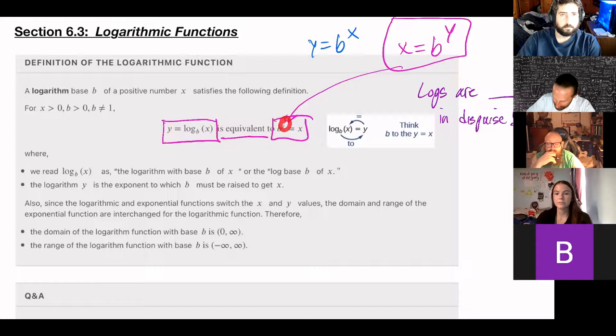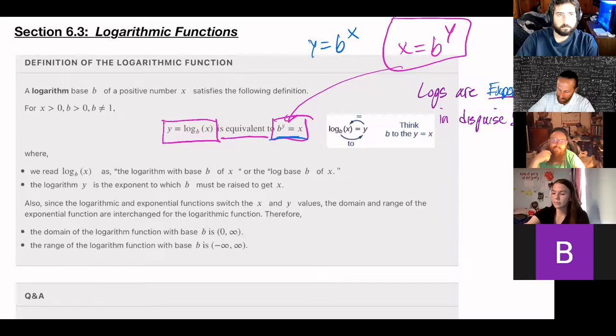So what is a logarithm? It's simply just an exponent in disguise. It's just a different way to write exponents or these inverted exponential functions. Very good. So how do we rewrite these things? Well, we want to be able to go this direction and this direction.